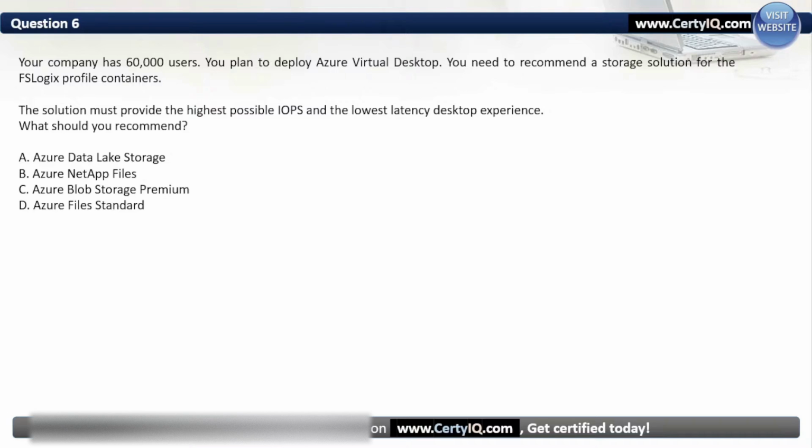Question 6. Your company has 60,000 users. You plan to deploy Azure Virtual Desktop. You need to recommend a storage solution for the FSLogix profile containers. The solution must provide the highest possible IOPS and the lowest latency desktop experience. What should you recommend? The correct option is B, Azure NetApp Files.